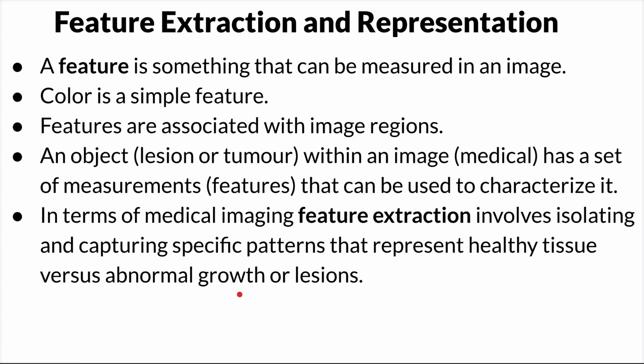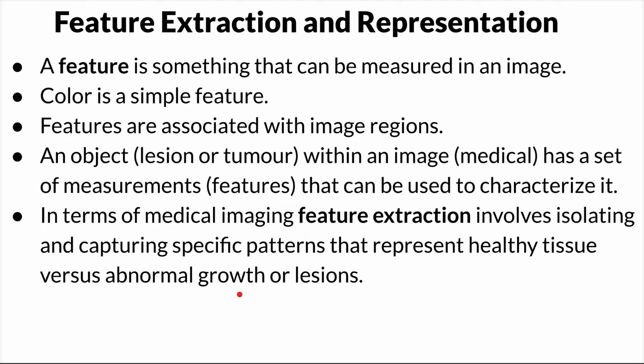Okay. So an object, a lesion or a tumor within an image has a set of measurement features that we can use to characterize it. So I've explained, if the thing is a tumor or a lesion, there are certain features, for example, the color, maybe the size or the shape, or maybe the boundaries. All these things are features that we use to characterize it. Once you can use that, these are features that you pay attention to.